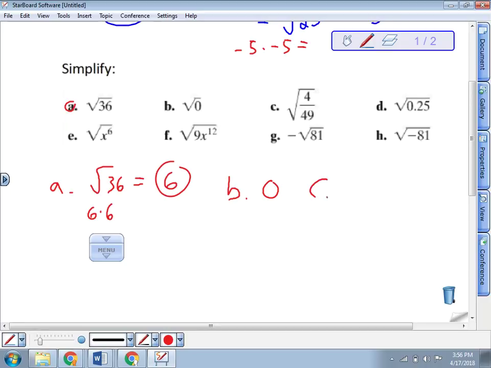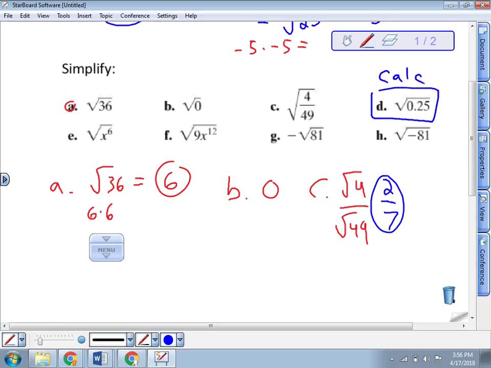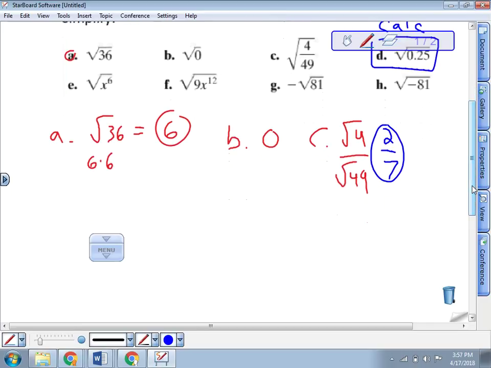Now for C, the key to this is to rewrite. That's really the square root of 4 over the square root of 49. When you write it like that, it's a lot easier to see. The square root of 4 simply is 2, and the square root of 49 is 7. So the answer is just 2 over 7. So we're applying the radical sign to both numerator and denominator. For D, I'm just going to have you use your calculator. That's the square root of a quarter. If you take the square root of that, you'll get your answer. That's just a calculator problem. We don't need to discuss that much.